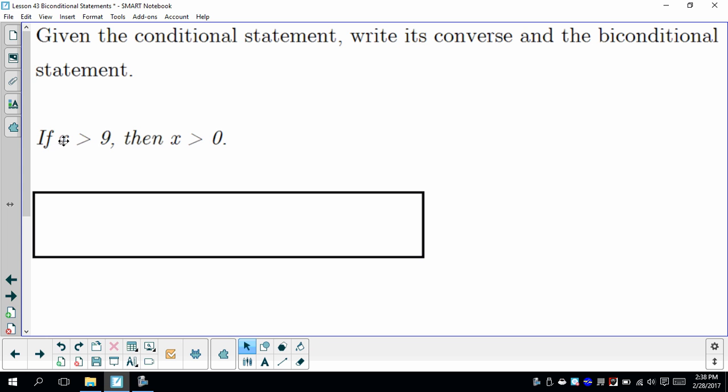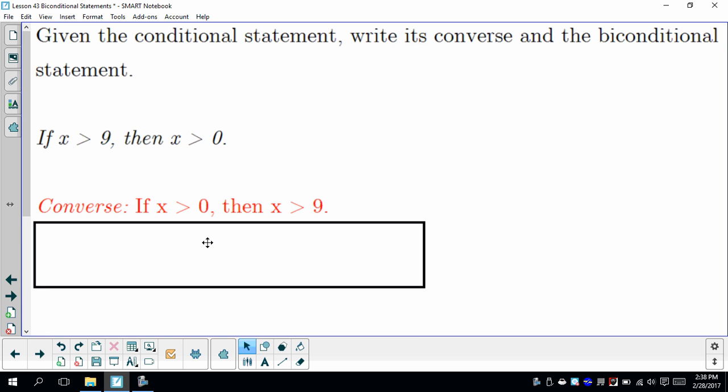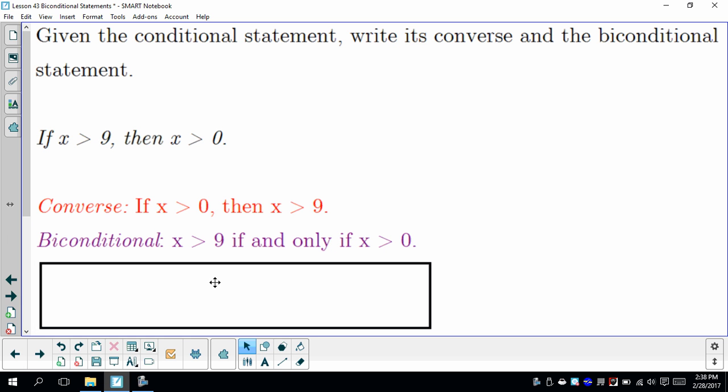So if we're given a conditional like if x is greater than 9, then x is greater than 0, we can write its converse by switching P and Q, and then we can write the biconditional. So essentially it's the original conditional statement. We get rid of the if and then, so these sort of go away, and instead we put if and only if between P and Q.